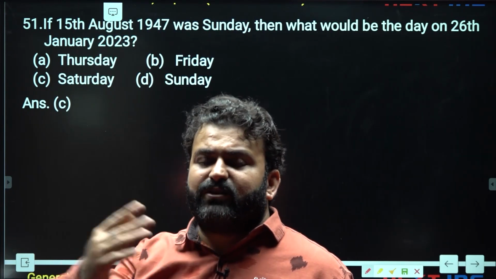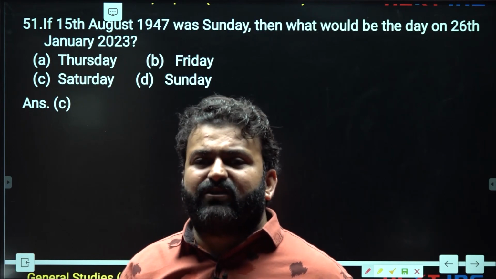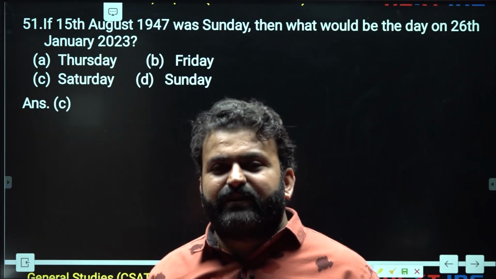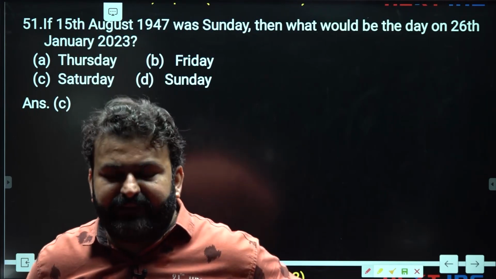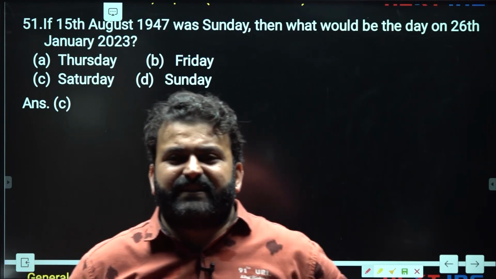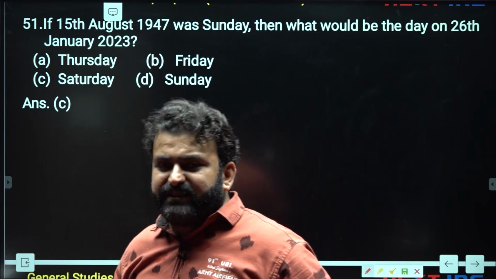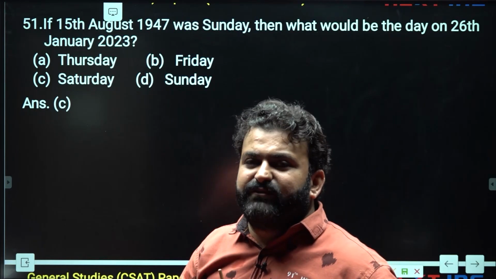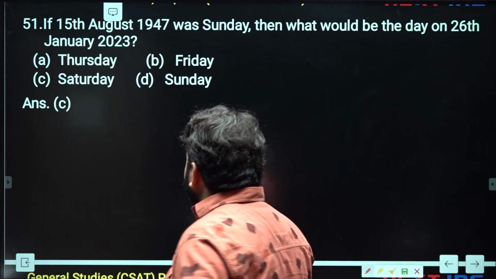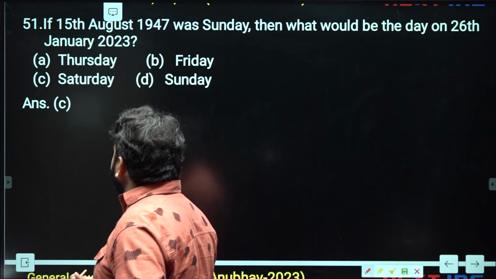Whenever you have to count the number of days in between, the entire concept of the calendar revolves around odd days, because 7 days make 1 week, and after 1 week you definitely get 1 day. Normally in a year there are 365 days. So how many odd days are there in 365 days? 365 days means 52 complete weeks and 1 odd day.